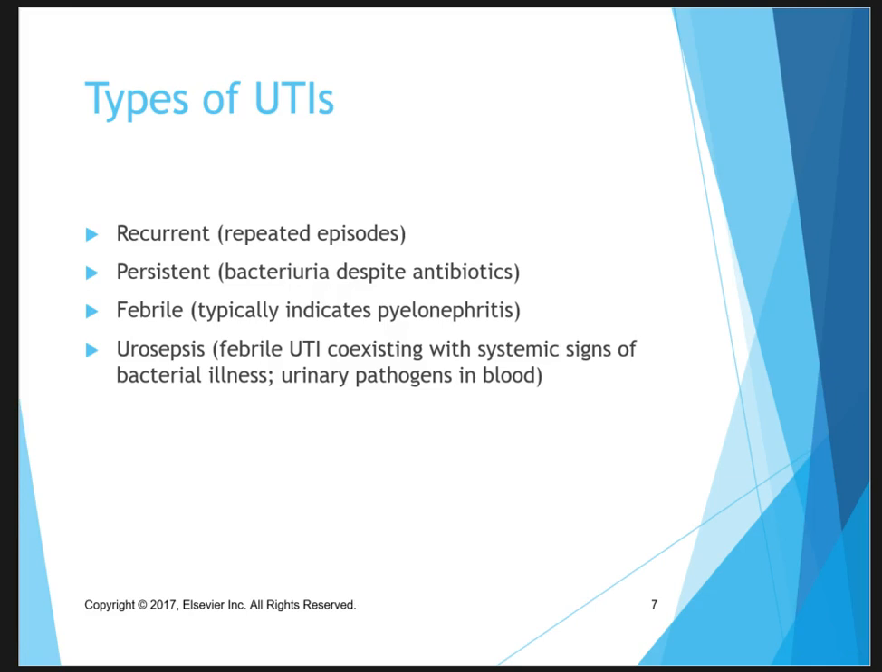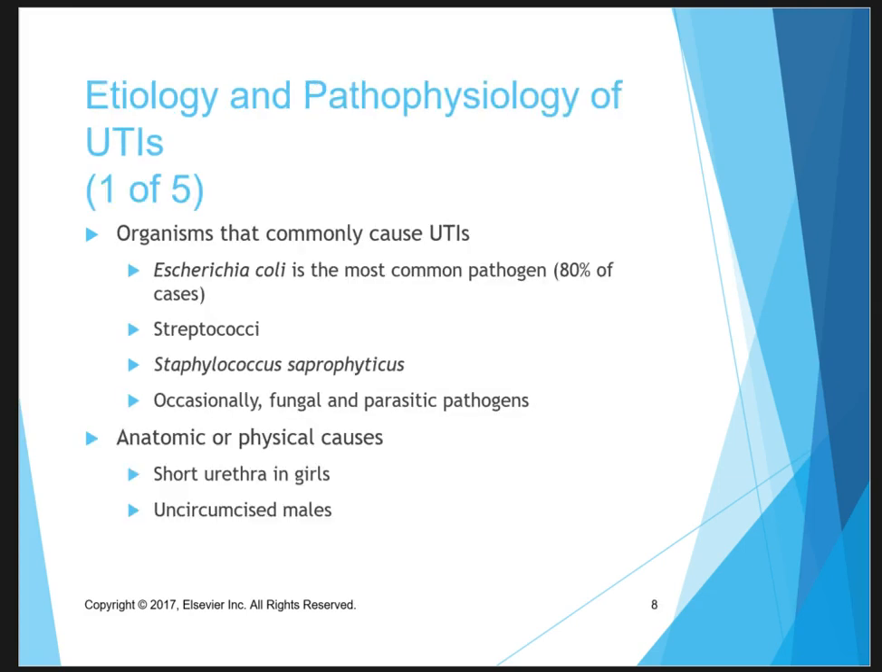So when it comes to UTIs, there's a couple different types. There's recurrent, we have persistent, so the antibiotics are not helping. We've got febrile, so like I said, that's usually going to be your pyelo, and then urosepsis, so you've got a febrile UTI that's coexisting with systemic signs of bacterial illness. And now we're looking at urinary pathogens in blood.